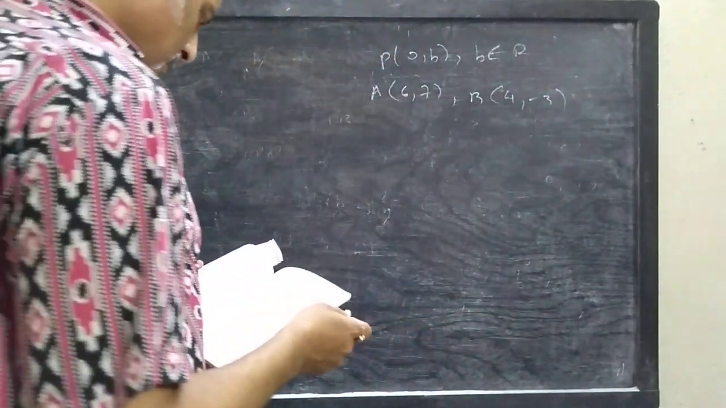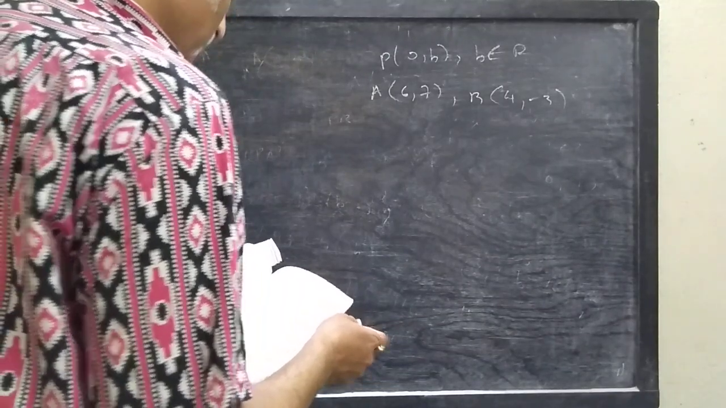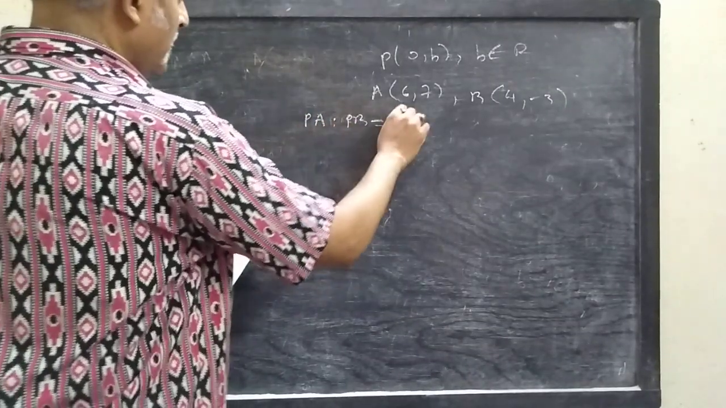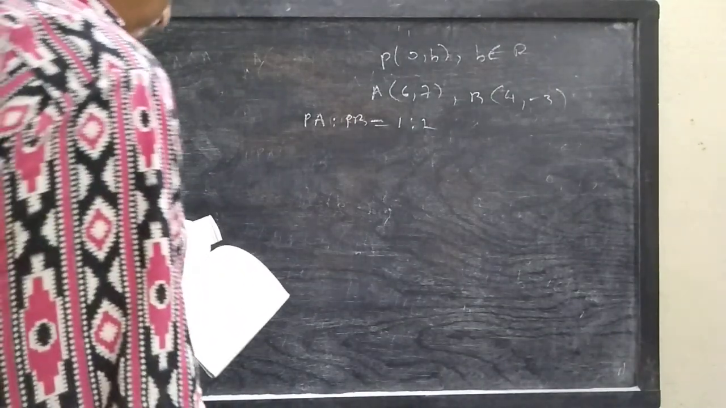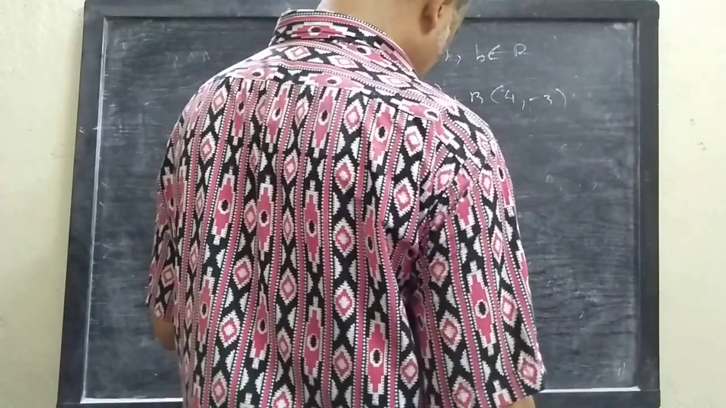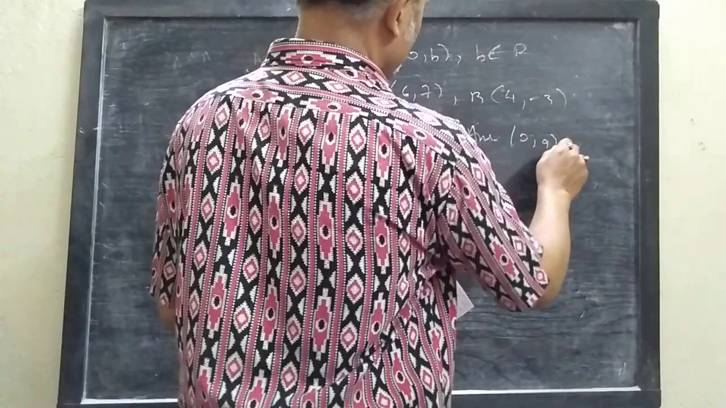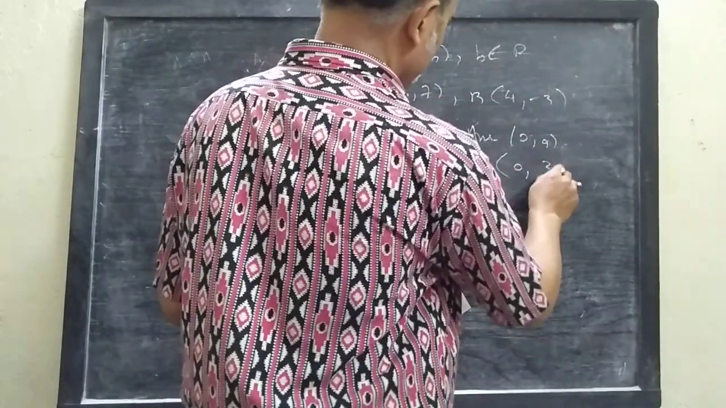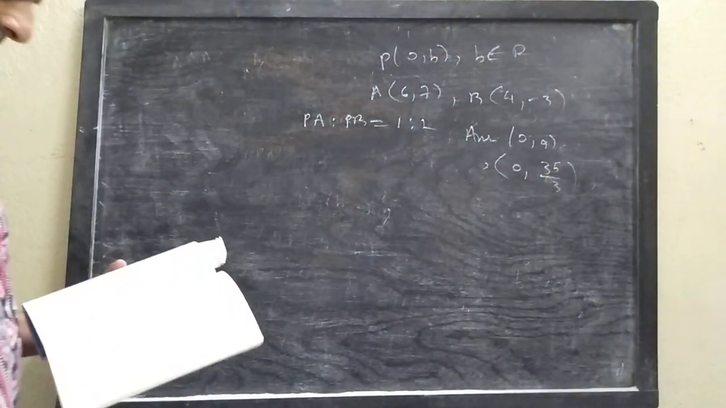The restriction is that the distances of the point P from (6, 7) and (4, -3) are in the ratio PA is to PB is 1 is to 2. Now you have to find the coordinates of the point P. Your answers are (0, 9) or (0, 35/3). Do it in the same way, you will get the answer.